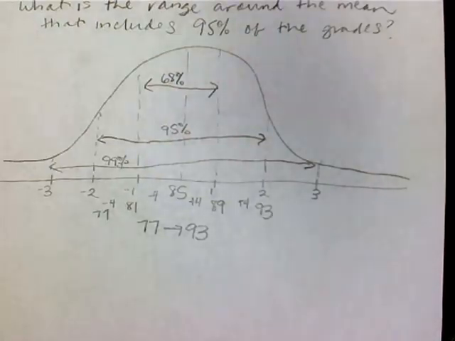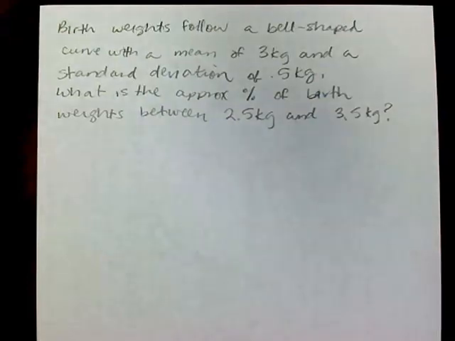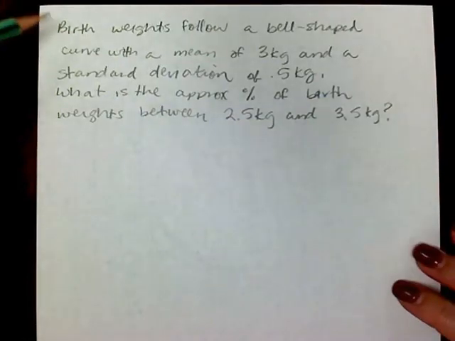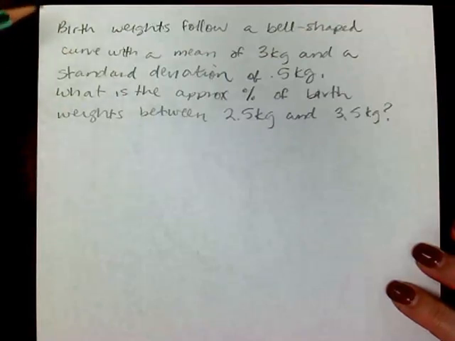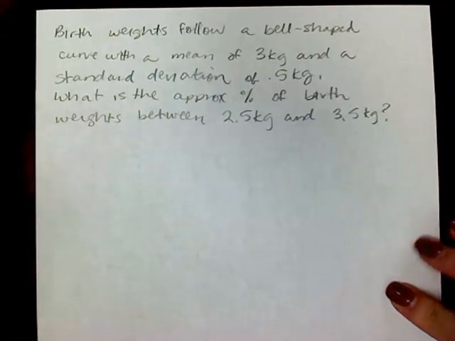I'm going to pause it and we'll do another one. All right, let's work through one more. In this one, birth weights follow a bell-shaped curve, that's another way of saying normal distribution, with a mean of 3 kilograms and a standard deviation of 0.5 kilograms. What is the approximate percentage of birth weights between 2.5 kilograms and 3.5 kilograms?